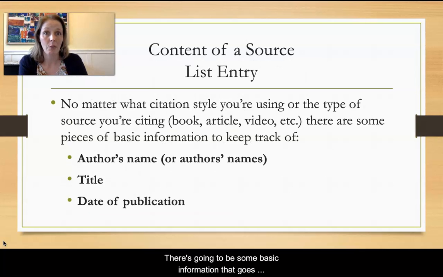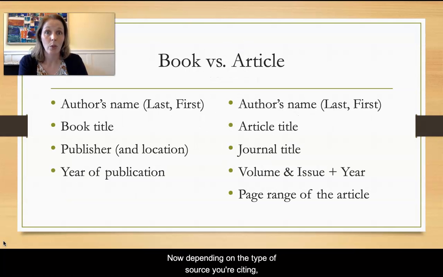There's going to be some basic information that goes into each entry. So you want to have your author's name, or sometimes there are multiple authors and you want to name all of those authors. You'll always want to give a title for the work and a date of publication. Now, depending on the type of source you're citing, there will be some other bits of information that need to get listed as well.